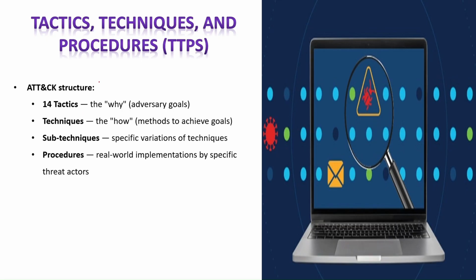So the MITRE ATT&CK framework or structure include 14 tactics. This is the why, meaning the adversary goals; techniques are the how. These are the methods used by adversary to achieve goal. Sub-techniques are specific variations of technique and procedures are real-world implementations by specific threat actors.